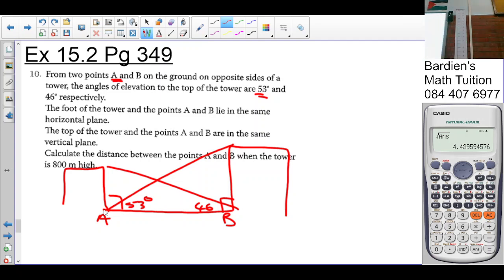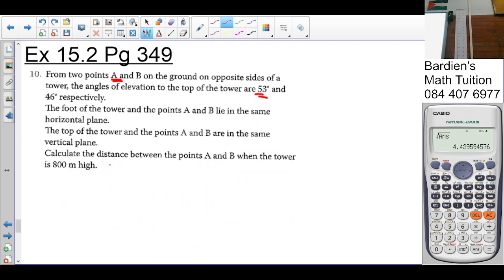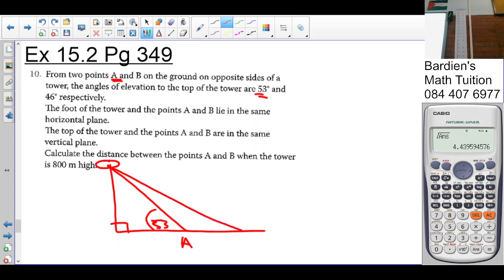Okay. The foot of the tower and the points A and B lie in the same horizontal plane. That is not right, what I'm drawing. There's only one tower. So this is what you have. This is your tower here. You have 2 points, A at 53 degrees and B at 46 degrees. Here we go. That's what you have.